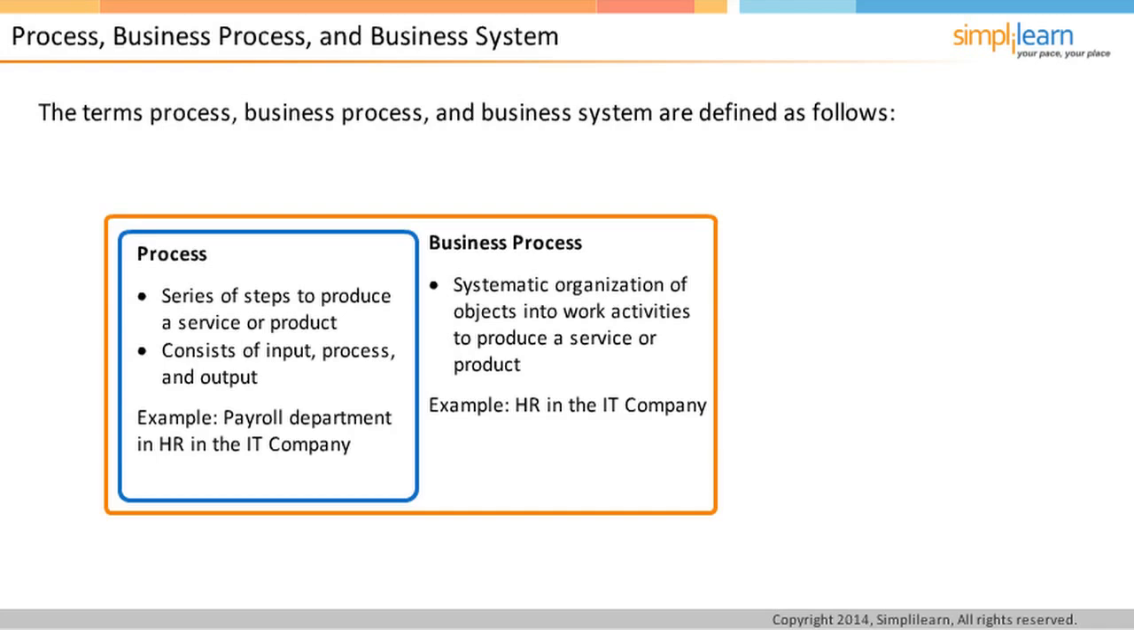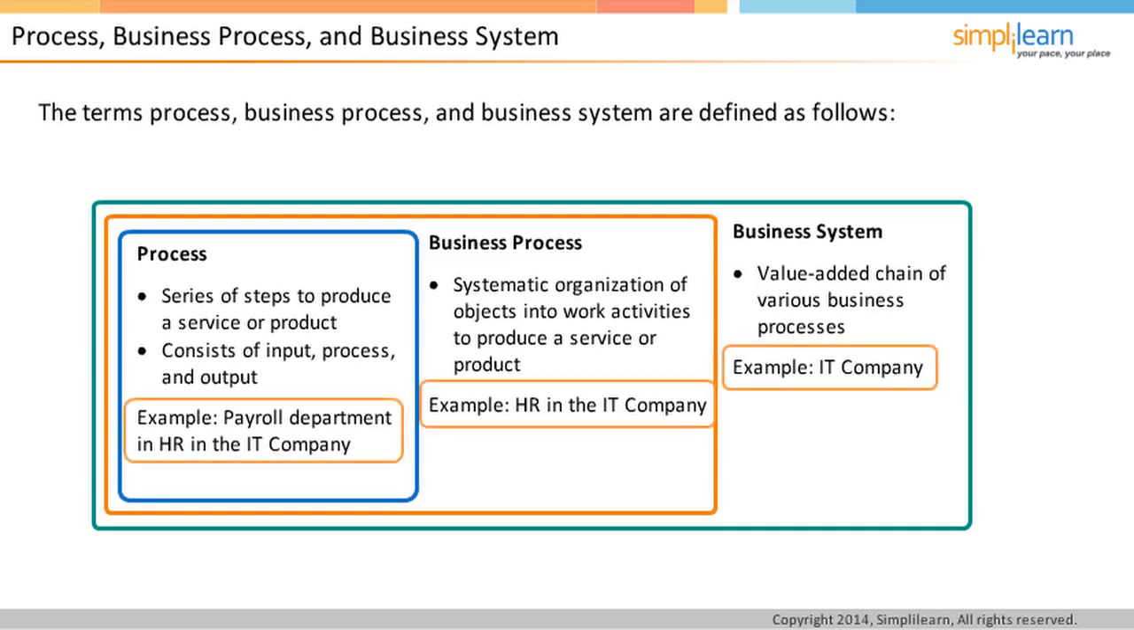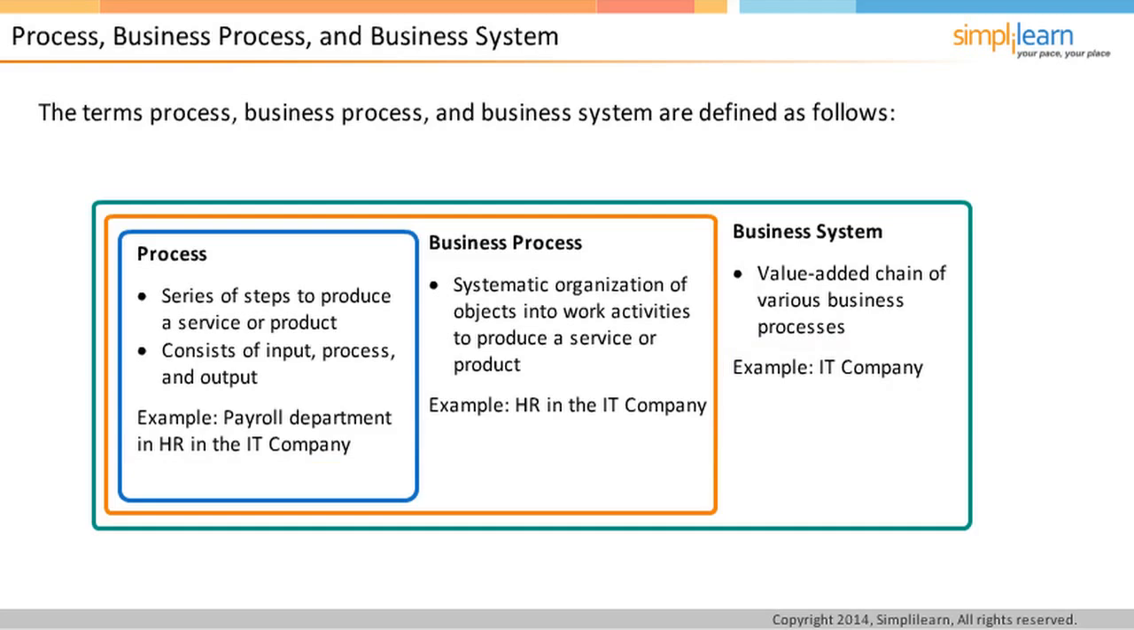As shown on the screen, a process is a subset of a business process. A business process is, in turn, a part of a business system. A business system is a value-added chain of various business processes, such as sales or finance. For example, payroll calculation is a process in the HR business process of an IT company, which is a business system. In the next screen, we will look at the process elements.